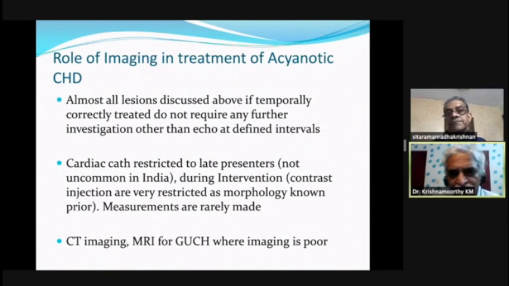Yeah, I fully agree. Currently, for PH operability, in the operability assessment, cath is needed. But if you decide to intervene without cath in a patient without PH, of course, cath is not indicated.